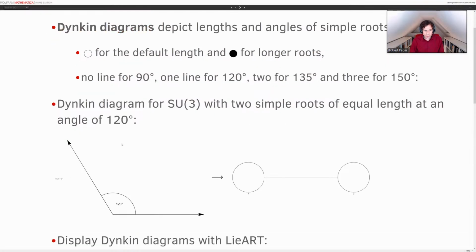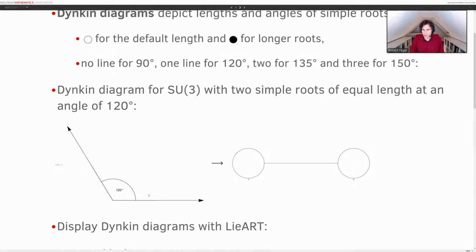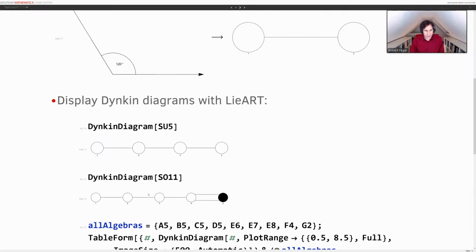So for SU3, I showed you that the two simple roots have both the same length, and they come at an angle of 120 degrees. So this is the Dynkin diagram for them. You have just two unfilled dots because they have both the same length, and they're connected by a line because there is an angle of 120 degrees between them. Here are some other examples.